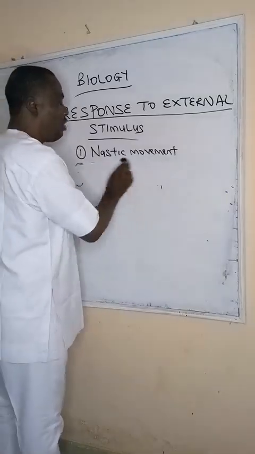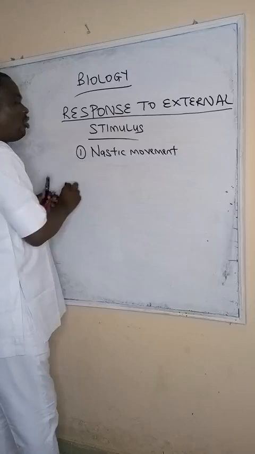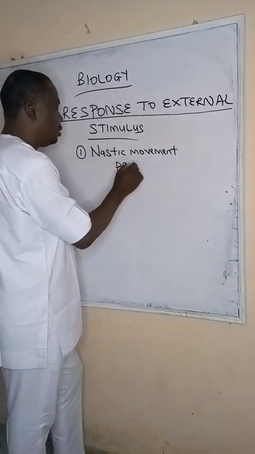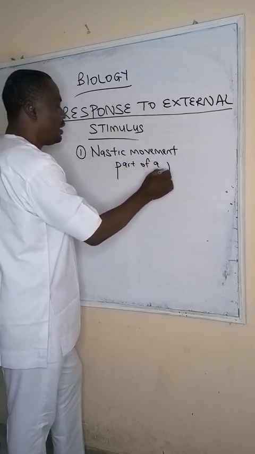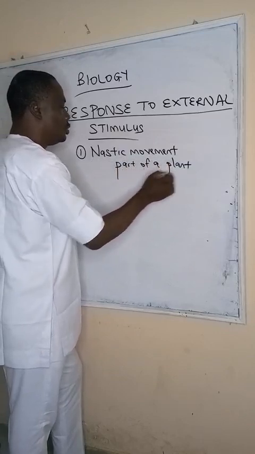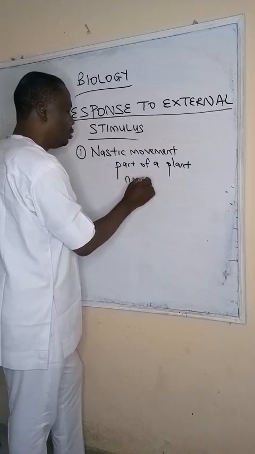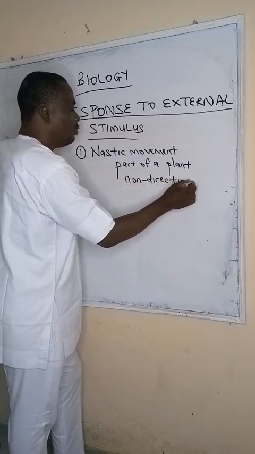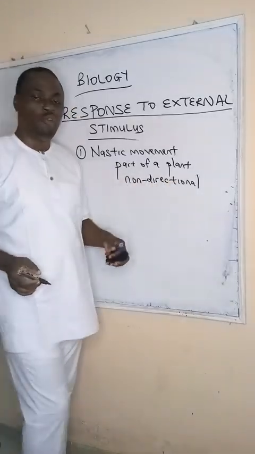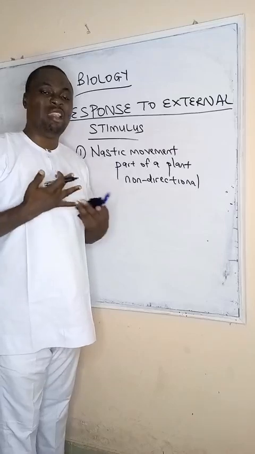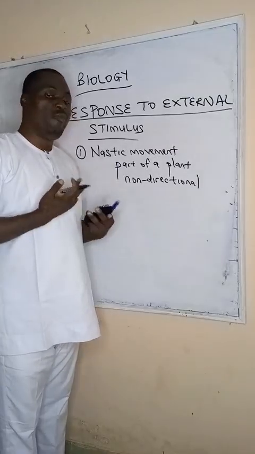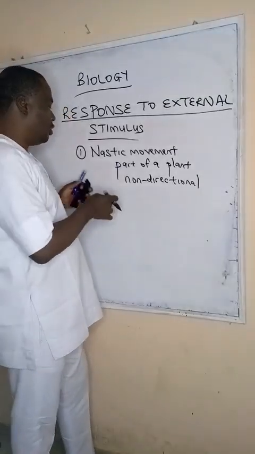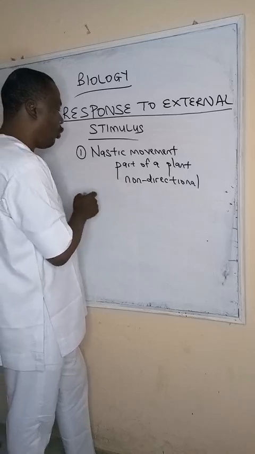So we take the first one now. The first one is nastic movement. This is the movement of parts of a plant in response to a non-directional stimulus. It's coming from no particular direction. Let's look at some organisms where this occurs.